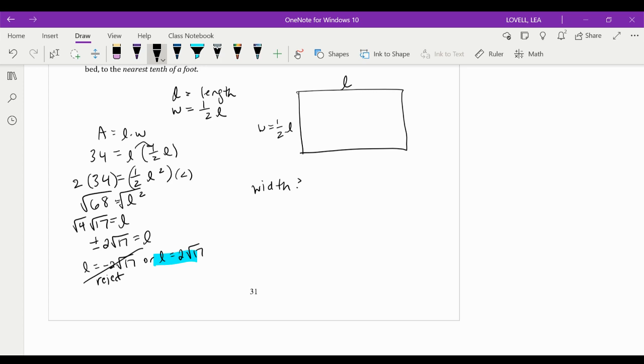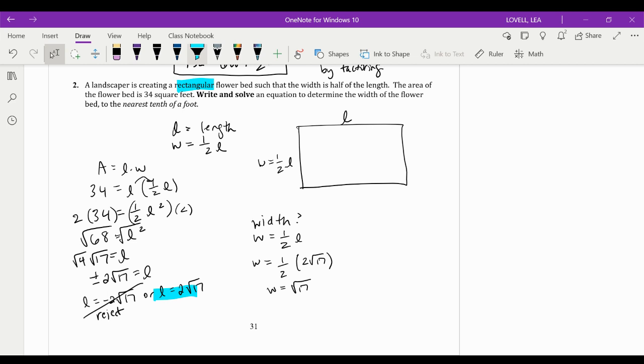I have an equation to find the width right up here. It is W equals 1/2 times the length. So I'm going to do W equals 1/2 times the length, and I'm going to substitute in my known value for length, which I just found over there, which is going to be 2 times the square root of 17. 2 divided by 2 is going to give me 1, so the width is just a plain old square root of 17. However, the problem says that I need to round to the nearest 1/10 of a foot.